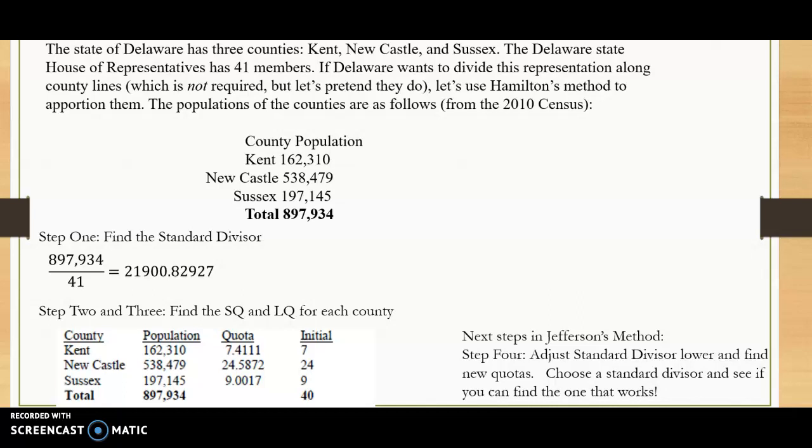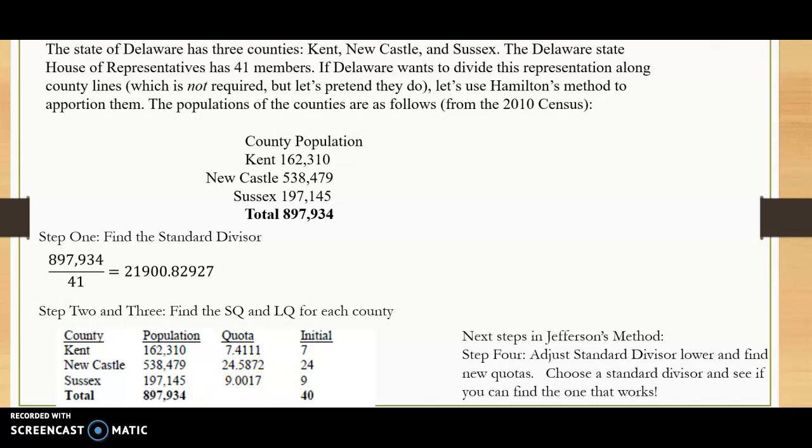We want to divide our county populations by the standard divisor to find our actual quota. So if we take Kent's population, 162,310, and divide by 21,900.82927, we end up with 7.41. And we do the same for Newcastle. We get 24.58, and Sussex is 9.0017.